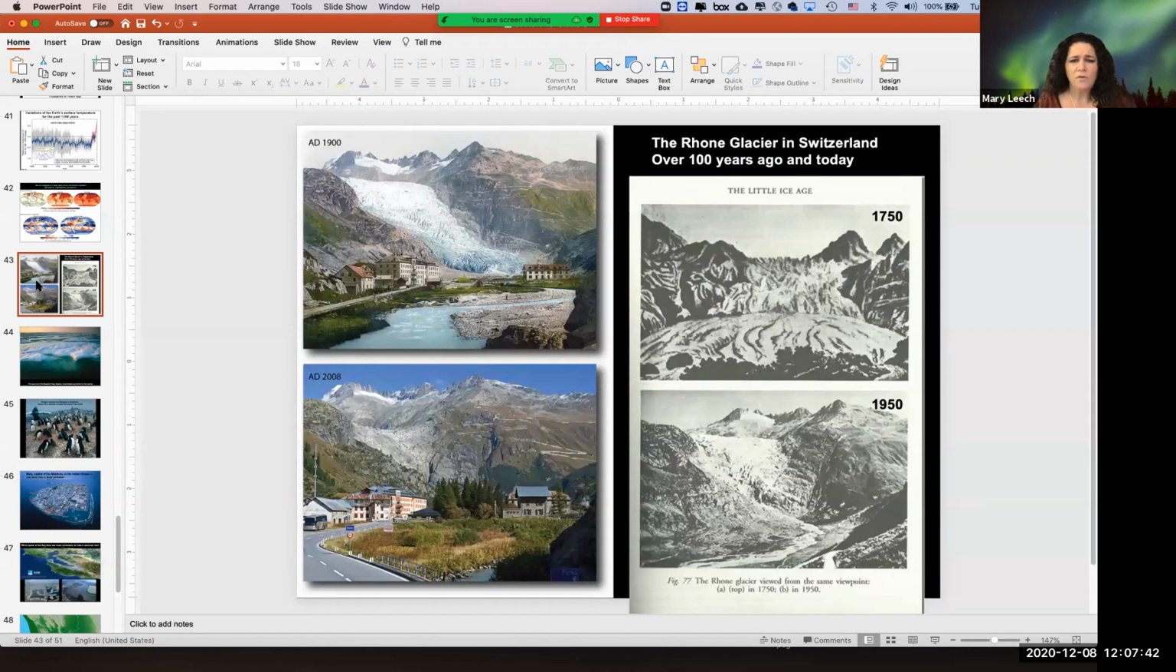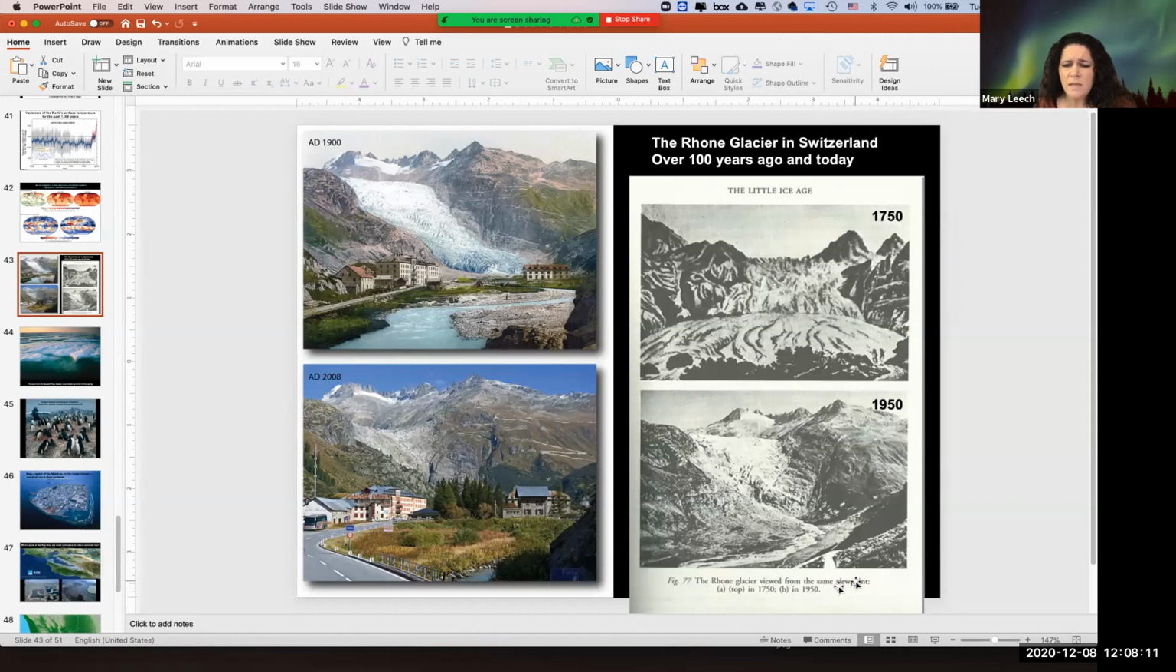Let's see what else I have. Already we see glacial retreat. Here's a painting of what this glacier, called the Rhone Glacier, in Switzerland, looked like in 1900. Look at what it looks like today. Here it is, it's dirty, it's covered in stuff, but it ends right there. It's shrunk a huge amount.